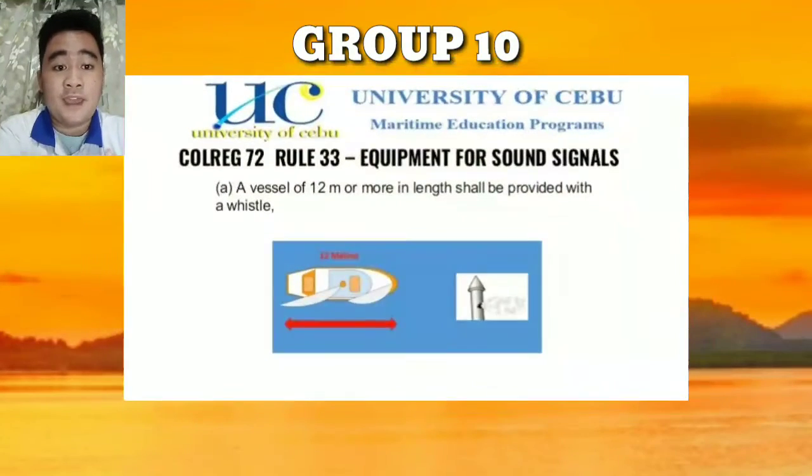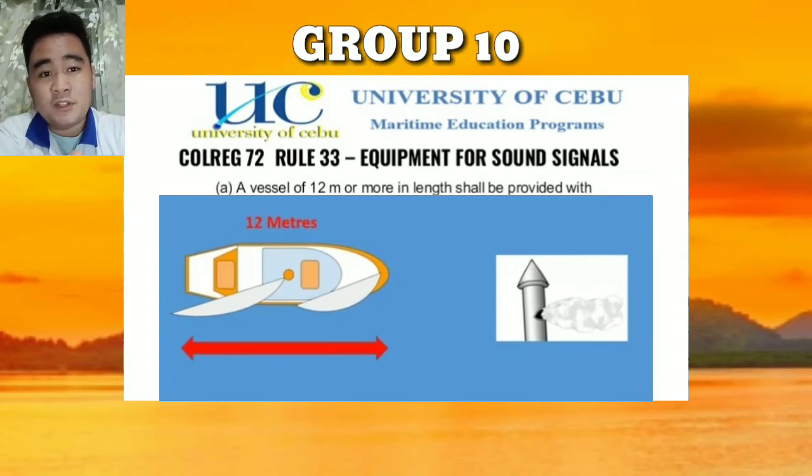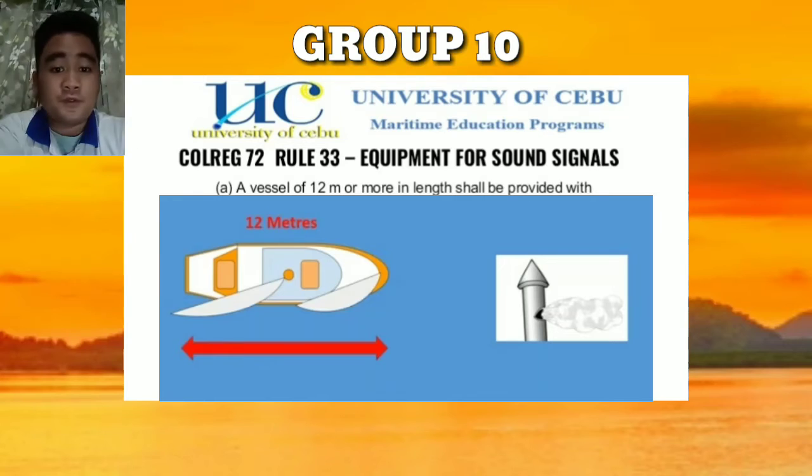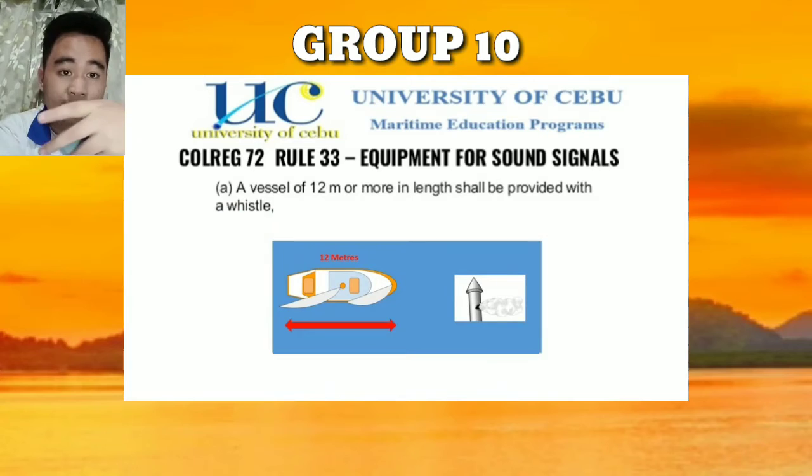So let's begin from A. A vessel of 12 meters or 39.4 feet or more in length shall be provided with a whistle. So here's a visual aid of a 12-meter vessel having a whistle or horn provided, and here's a containing picture that says that a vessel of 12 meters or more will be provided with a horn or whistle.